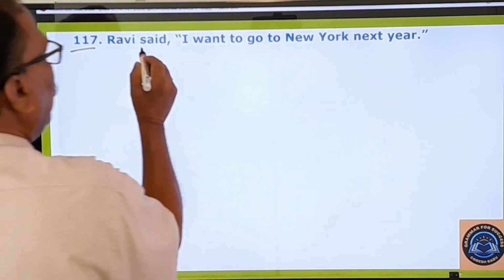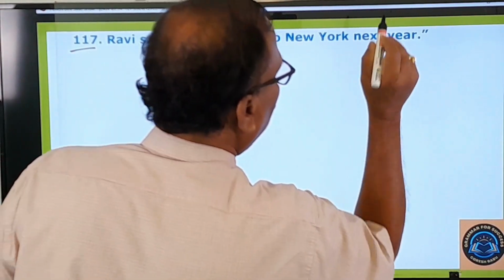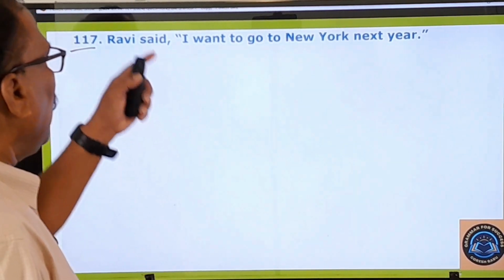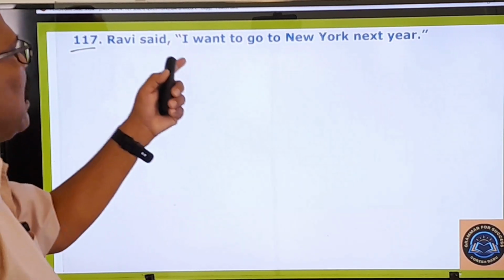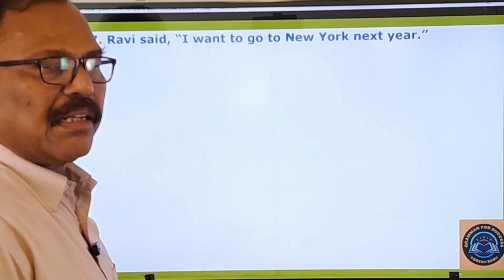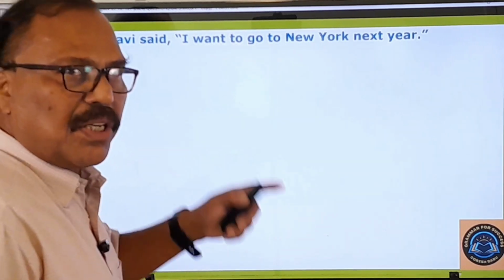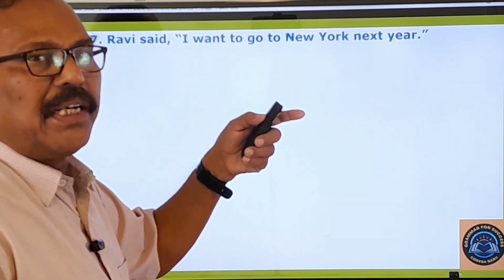117th question. Ravi said, I want to go to New York next year. Okay, and here, on looking at this sentence, you can easily understand that the examiner is asking you to change this sentence into indirect speech.